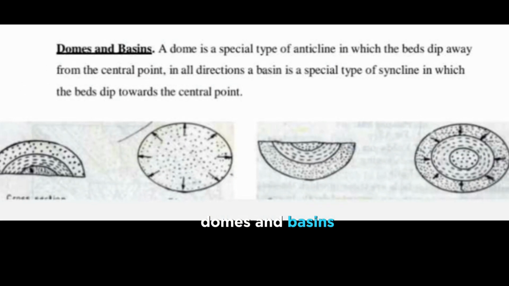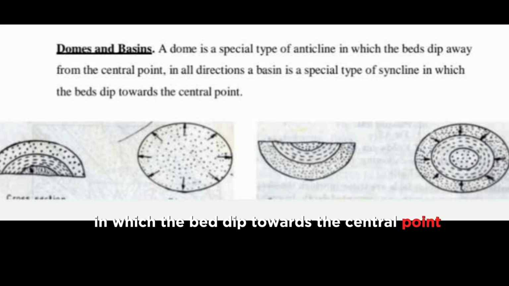Domes and basins. A dome is a special type of anticline in which the beds dip away from the central point in all directions. A basin is a special type of syncline in which the beds dip towards the central point.